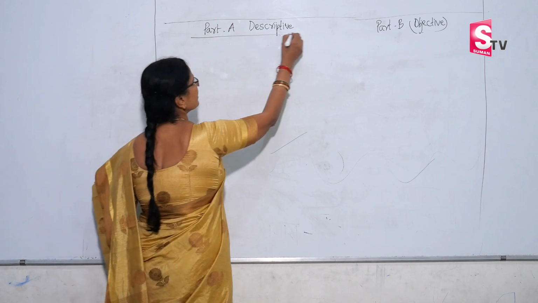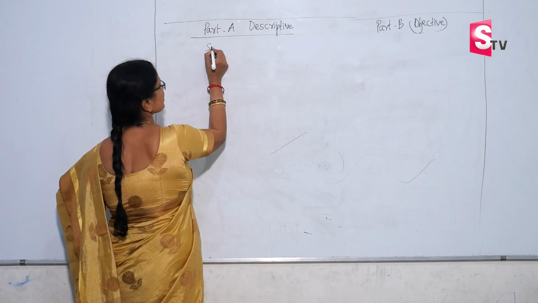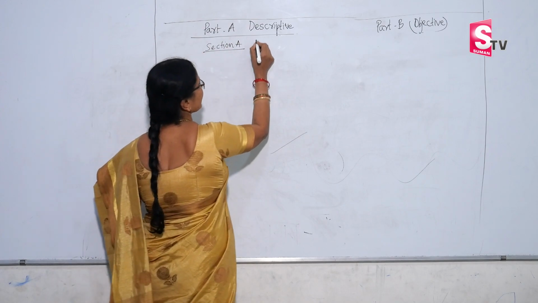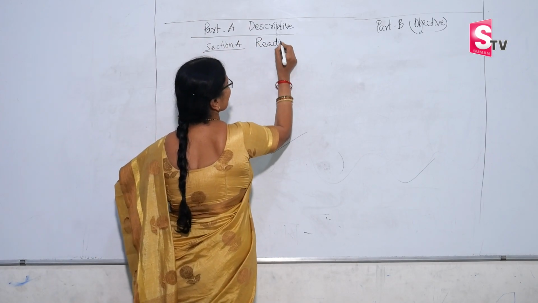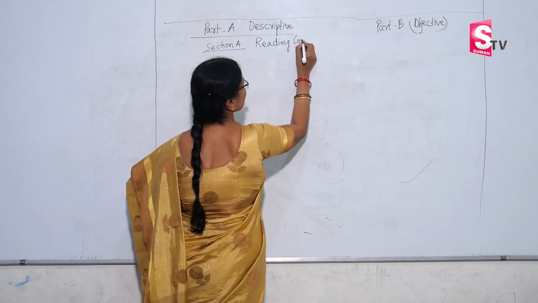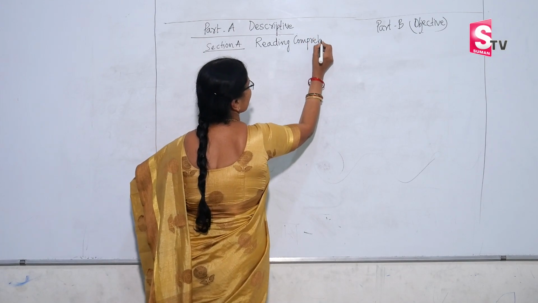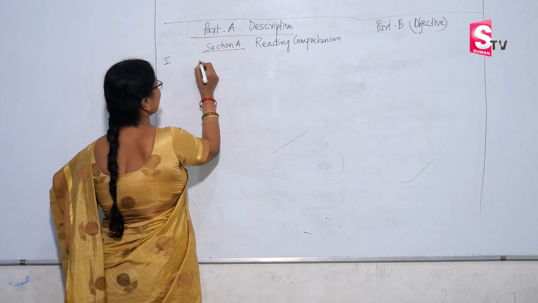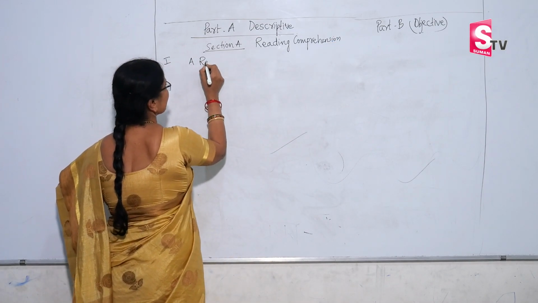Now under part A descriptive, section A is there. Now what is this section A? Reading comprehension. A passage will be given from the textbook. First one, it is mainly from A readings. Now what are A readings?